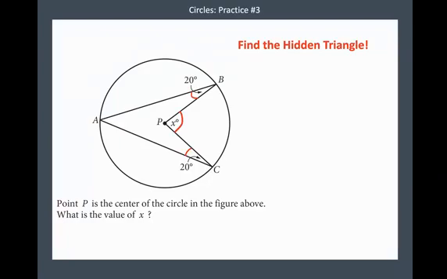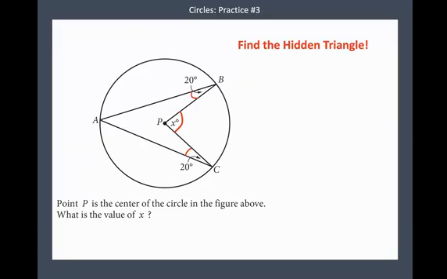And I can see that AB and AC are chords, meaning they're lines that go from one end of the circle to the other without going through the center. If they went through the center, they'd be a diameter. So we have chords here. I can also see that PB and PC are radii of the circle. They're both radius. What can I do here?